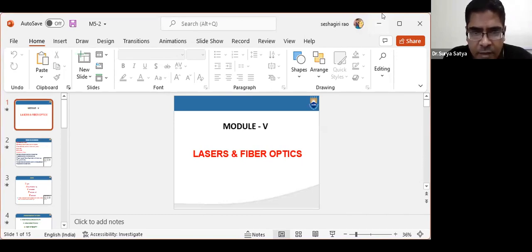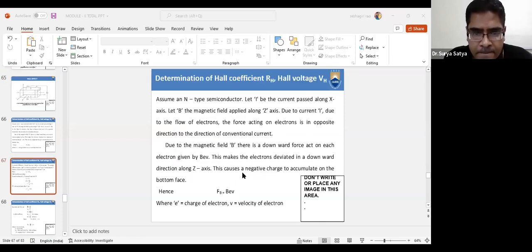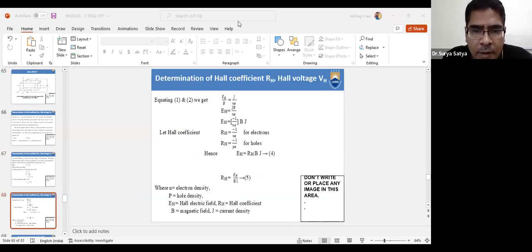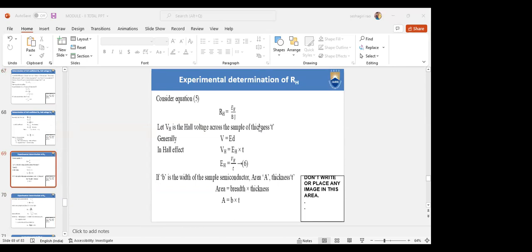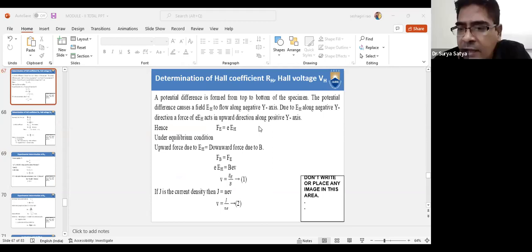So what is the expression for the carrier concentration? Evaluate the value of carrier concentration if the RH of a specimen is given. So nothing is given there, neither the magnetic field nor the electric field is mentioned. Nothing is given. Am I right? Yes, sir.